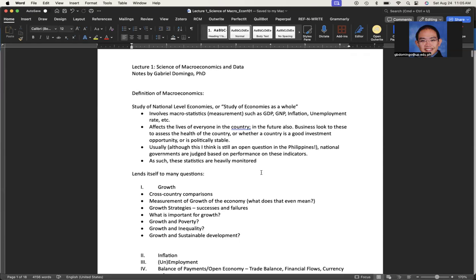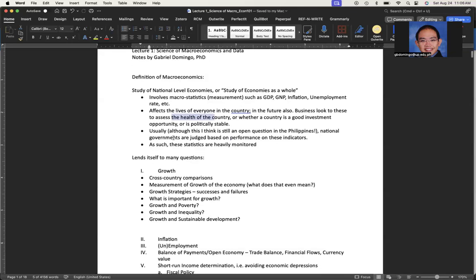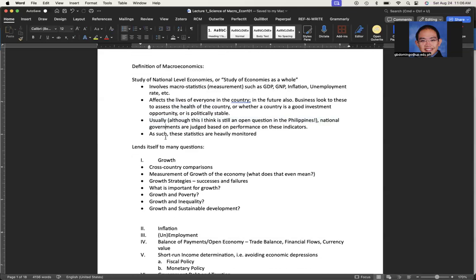So macroeconomics is the study of economies, right? National level economies, typically. It involves the study of macro statistics, GDP, GNP, inflation, unemployment, etc. It affects the lives of everyone in the country and the lives of the people in the country in the future as well. Businesses look to assess the health of the country, whether the country is a good investment opportunity or is politically stable. Usually, national governments are judged based on the performance on these indicators. As such, these statistics are heavily monitored.